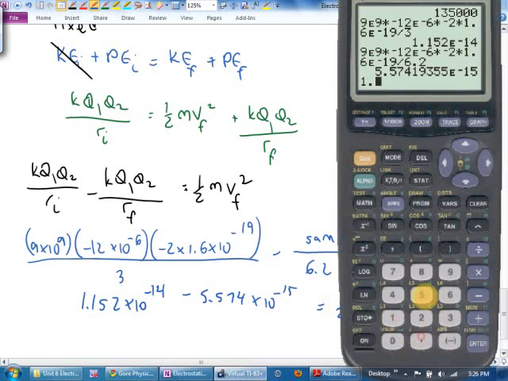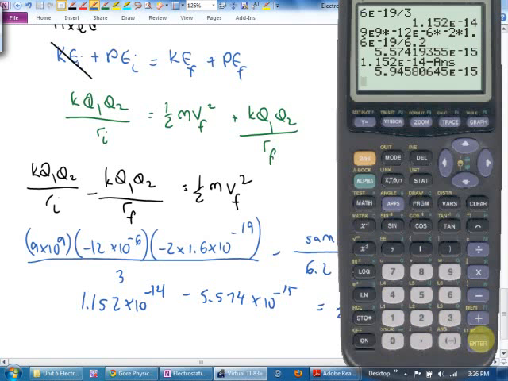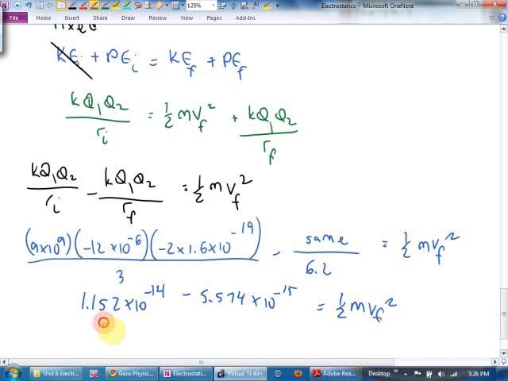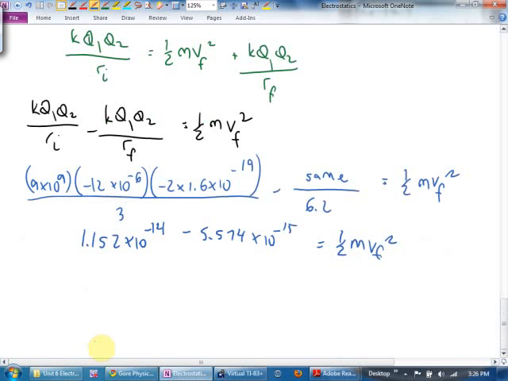Let's actually get an answer on the left. So 1.152 times 10 to the negative 14, minus that answer, 5.946 times 10 to the negative 15. 5.946, is that what it was? Times 10 to the negative 15. That equals a half mv final squared.